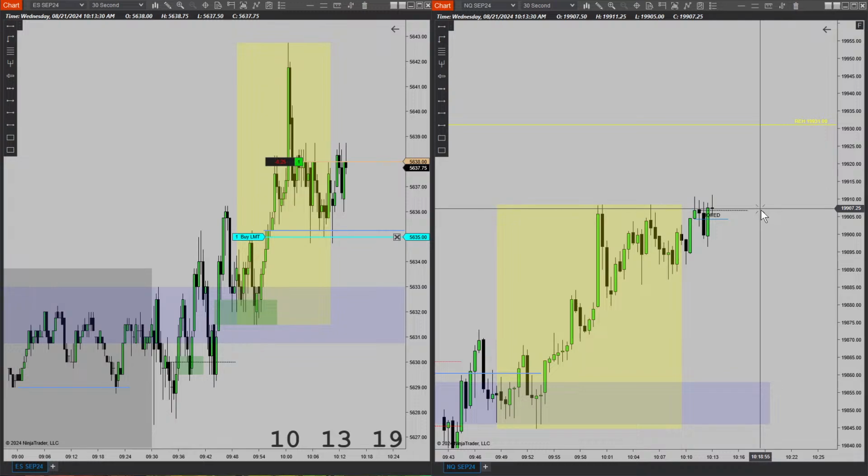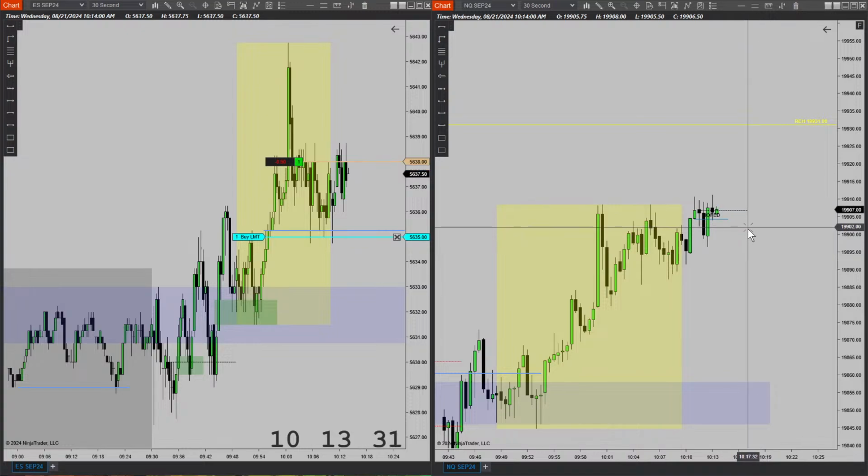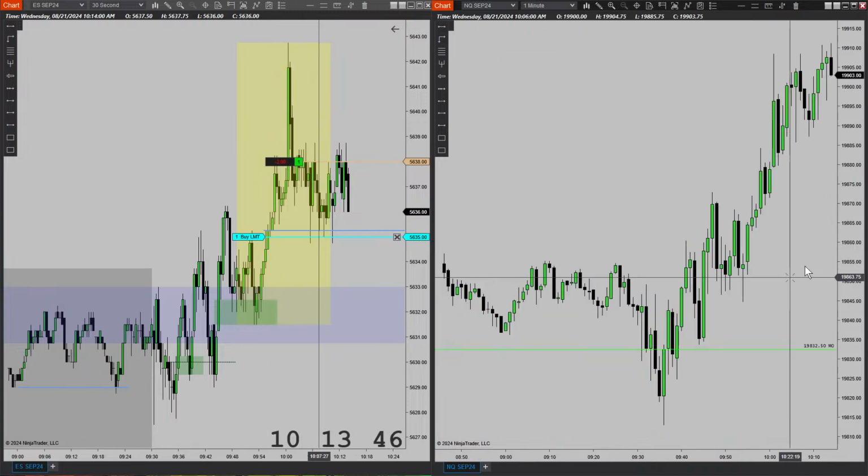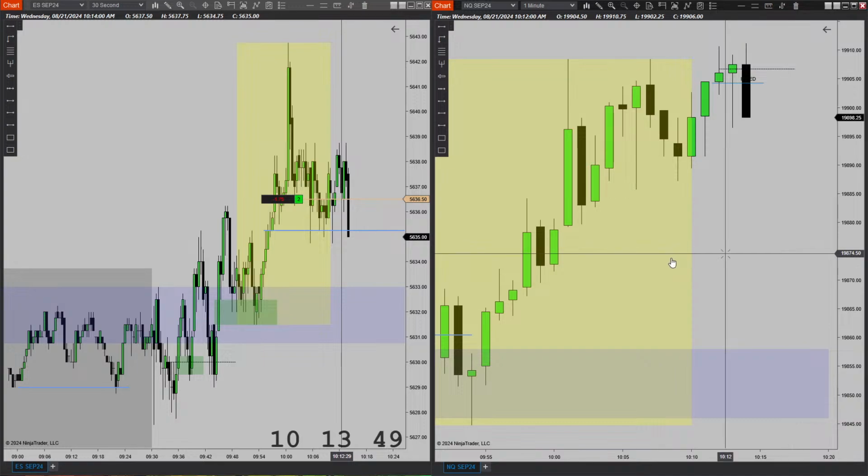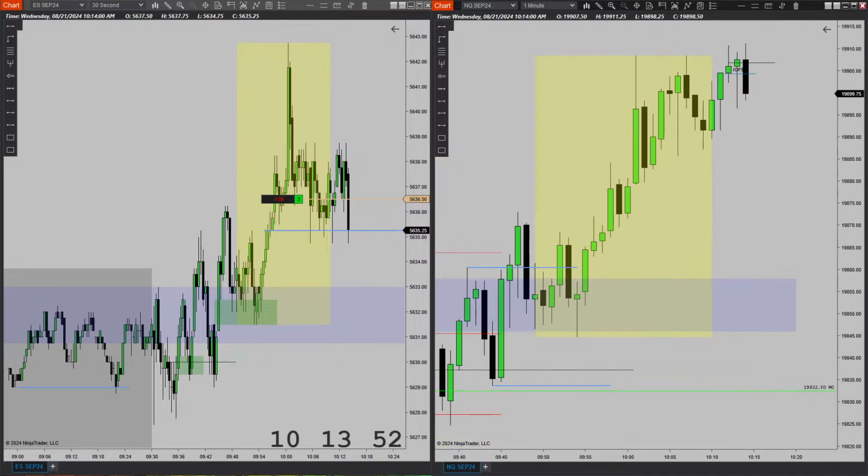Come on. There we go. I don't want to see any more lows. 50% of this order block. Let's take a look at the 1 minute. All right, so it looks like it's not gonna work. Okay, that's fine. We have another low broken.